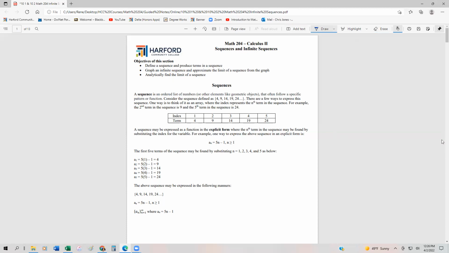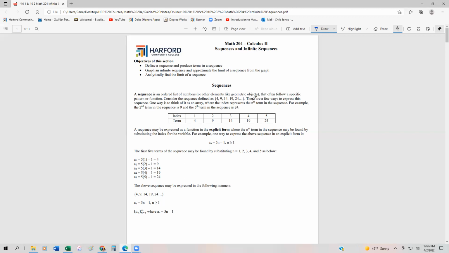So let's start by defining what a sequence is. A sequence is just an ordered list of numbers, or other elements like geometric objects, that follow some sort of pattern. If we look at the sequence 4, 9, 14, 19, 24, we can clearly see that each number is obtained by adding 5 to get to the next number, or each of the elements in the array.